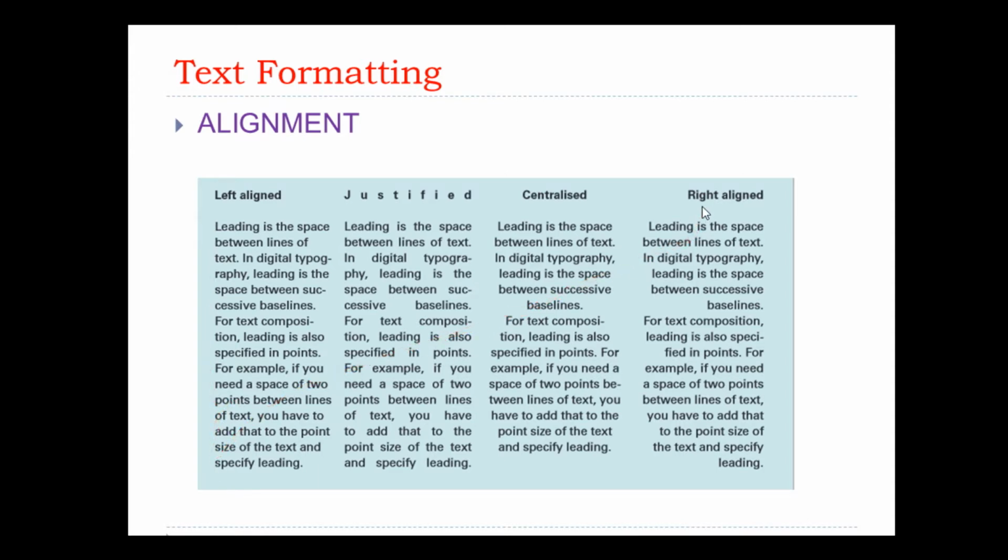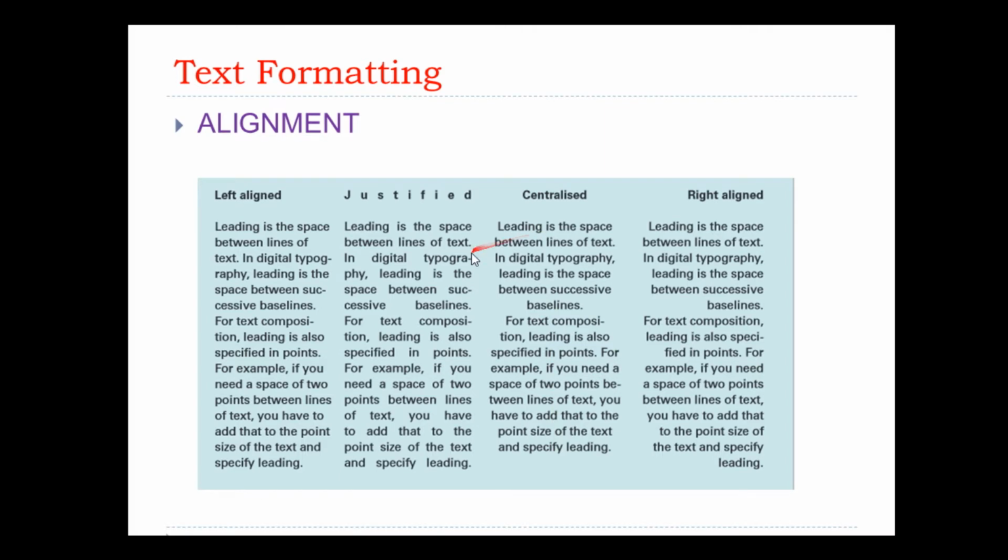And in the right aligned option, you can see the common point of focus will be the right hand side of the text matter. All the lines are aligned accordingly in the right aligned option. And in the centralized alignment option, we can see the common focus point is the center area.